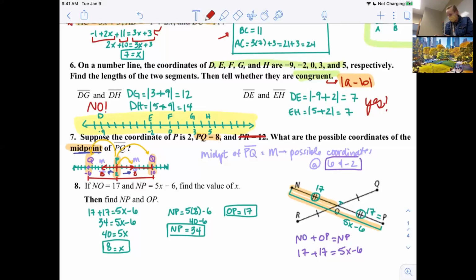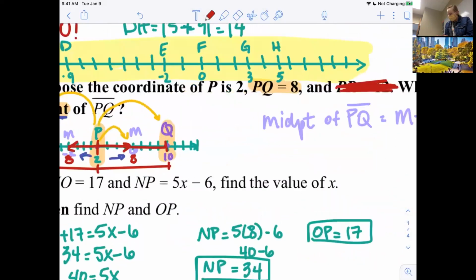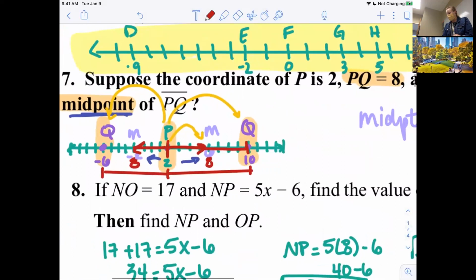All right, 7. It says, suppose P is at +2, PQ is 8, and PR is 12. What are the possible coordinates of the midpoint of PQ? It never asks about R again, so I crossed off PR. That's extra information I don't want. What I do want is PQ.